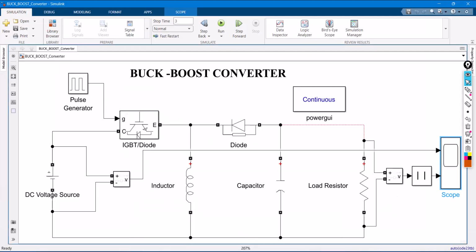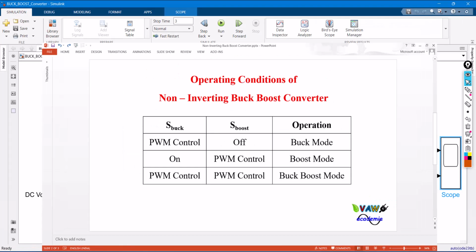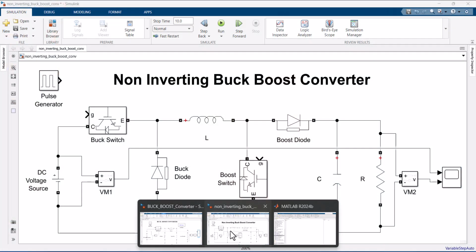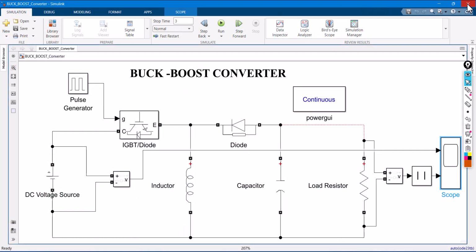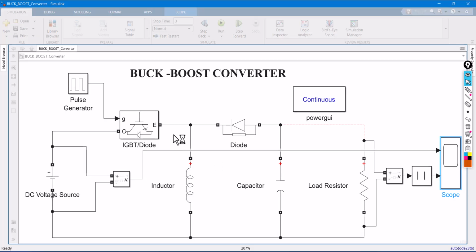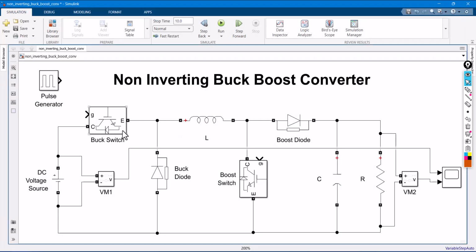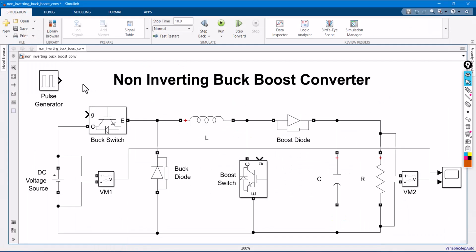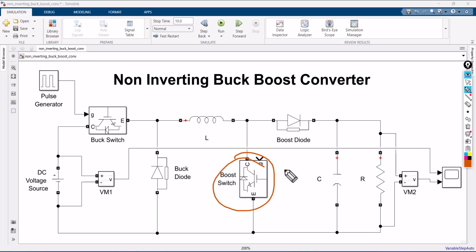So now according to this table column, the buck switch is this one. Let me close this because I don't want to confuse. First option, the buck switch will be controlled by PWM, the boost switch will be in off state. So the buck switch will be controlled by the pulse generator. What about this boost switch? This should be in off state.